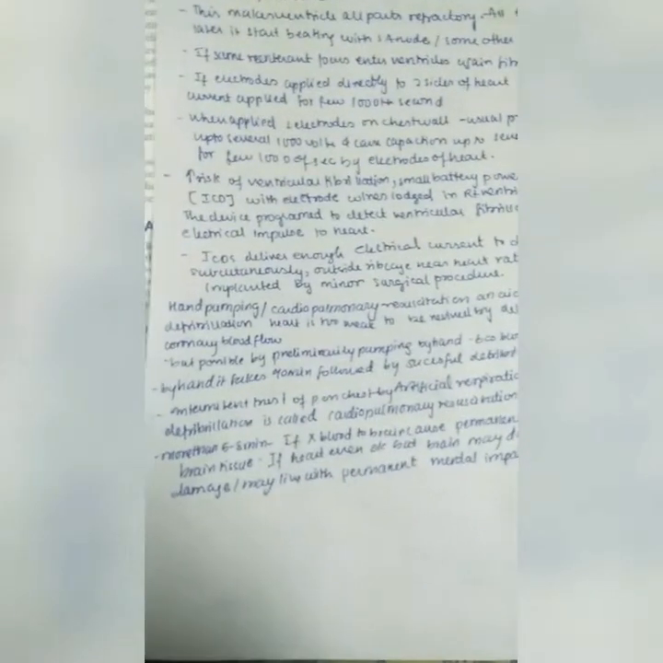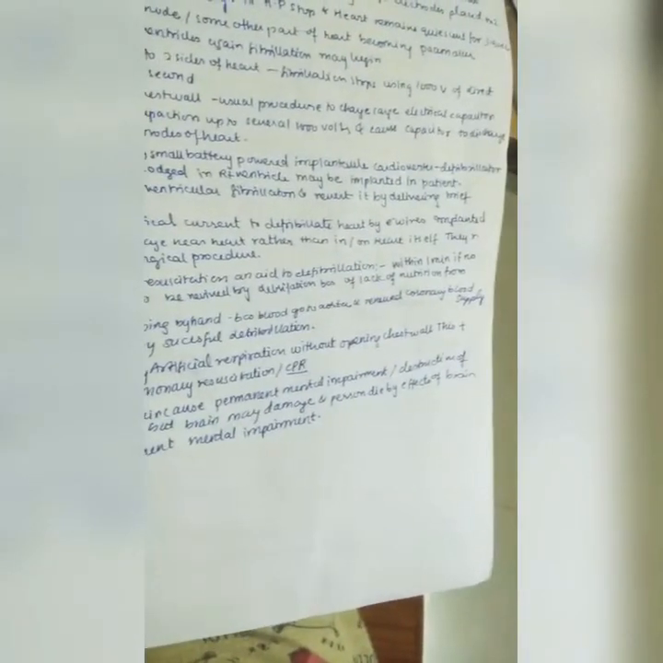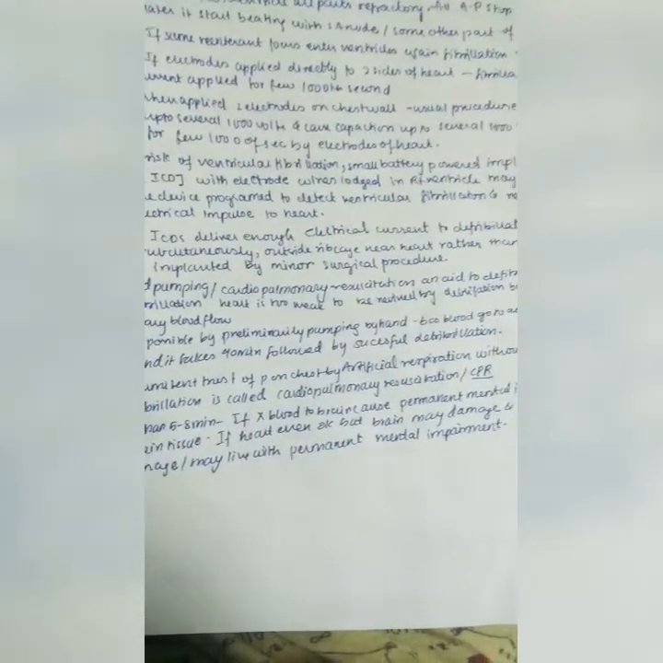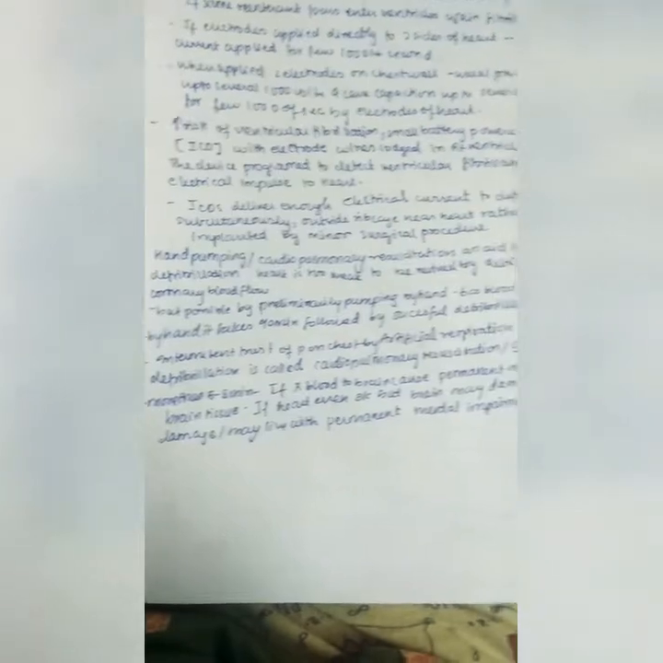The device is programmed to detect ventricular fibrillation and revert it by delivering a brief electrical impulse to the heart. ICDs deliver enough electrical current to defibrillate the heart through electrode wires implanted subcutaneously outside the ribcage near the heart rather than in the heart itself, and are implanted by a minor surgical procedure. So hand pumping, or cardiopulmonary resuscitation, can aid defibrillation within 1 minute.